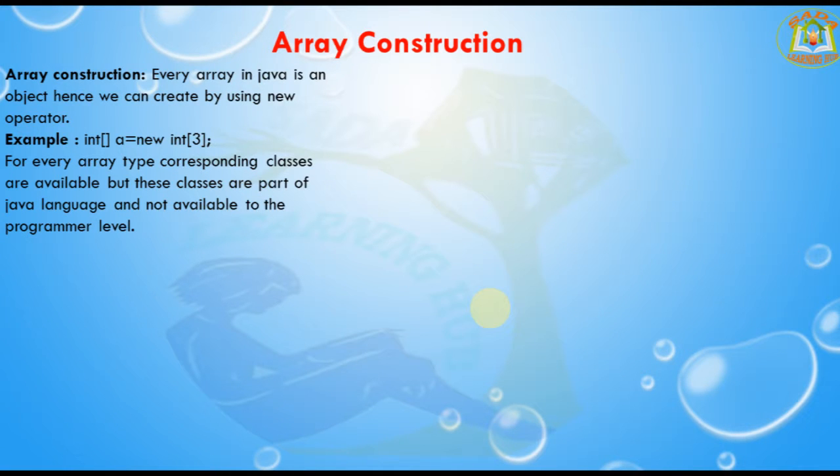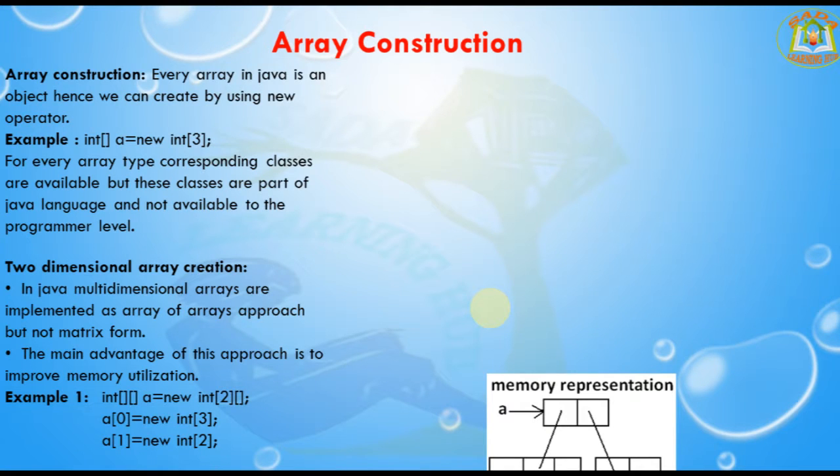Next, how to declare two-dimensional arrays. In Java, multi-dimensional arrays are implemented as an array of arrays approach, but not a matrix form. The main advantage of this approach is to improve memory utilization. For example, in this diagram, I am creating a two-dimensional array with the name A. Here I am giving A size 2. That's why there are two elements.